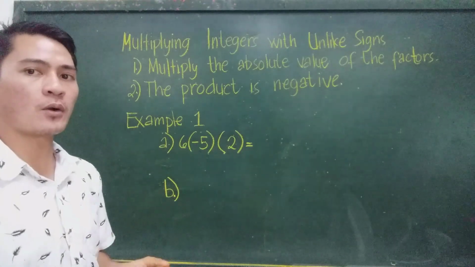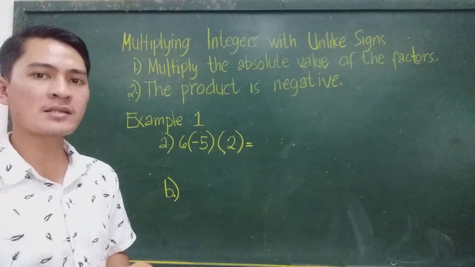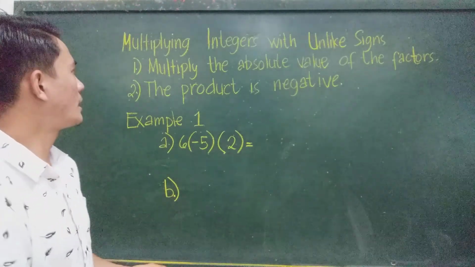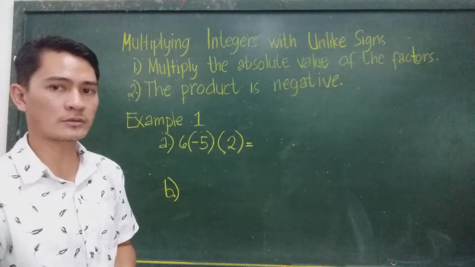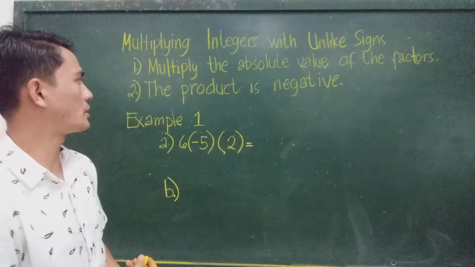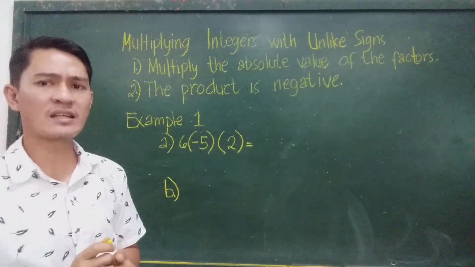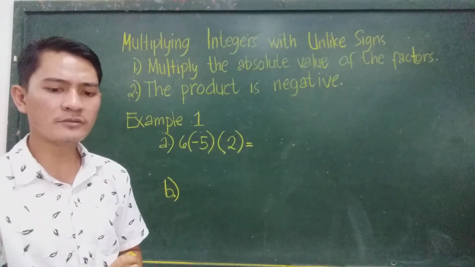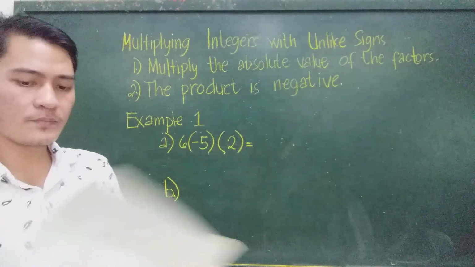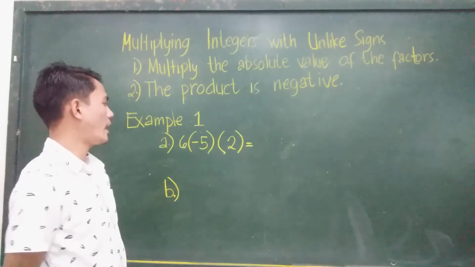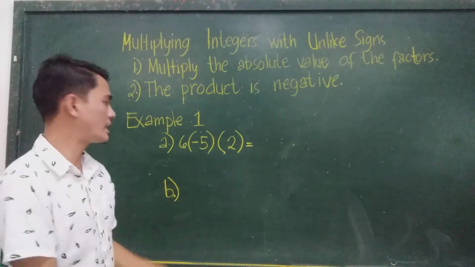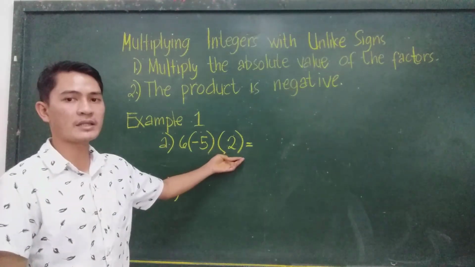When we are going to multiply integers with unlike signs, we need to follow these steps. First, multiply the absolute value of the factors. Next, number 2, the product will be negative. So let's have an example. Example number 1a will be 6 multiplied by negative 5 multiplied by negative 2.